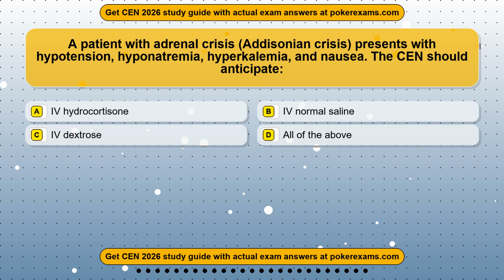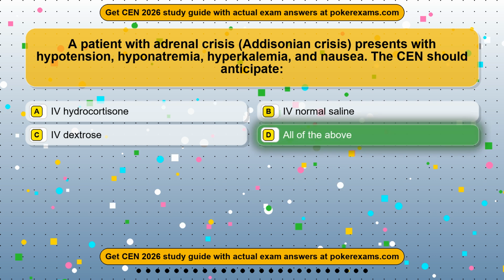Question 15. A patient with adrenal crisis, Addisonian crisis, presents with hypotension, hyponatremia, hyperkalemia, and nausea. The CEN should anticipate: Option A. IV hydrocortisone. Option B. IV normal saline. Option C. IV dextrose. Option D. All of the above. The correct answer is option D.